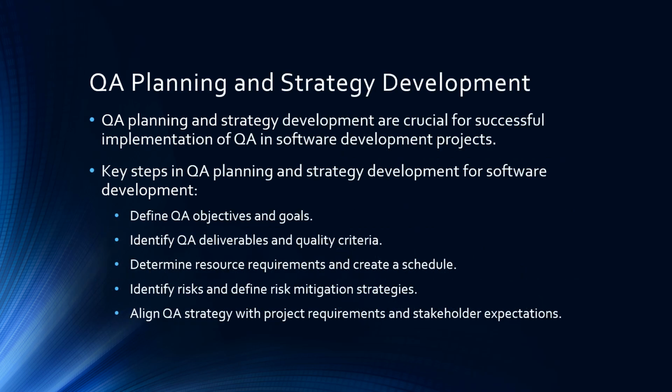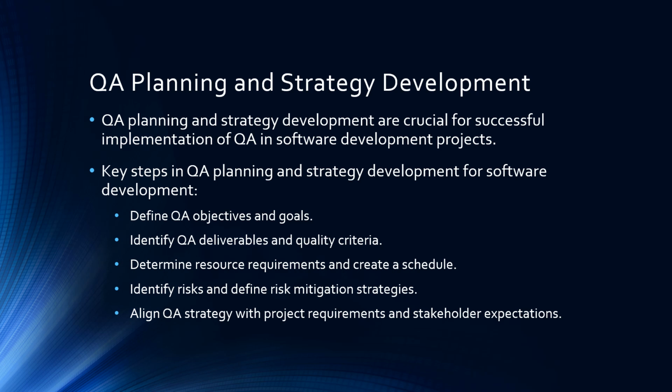Quality assurance planning and strategy development form the cornerstone of successful quality management in modern software development. This process is particularly crucial in DevOps environments, where rapid delivery must be balanced with maintaining high-quality standards. When defining QA objectives and goals, organizations must align them with both business objectives and technical capabilities. For instance, Amazon's QA strategy focuses on automated testing and continuous monitoring to support their frequent deployment model while maintaining high reliability.